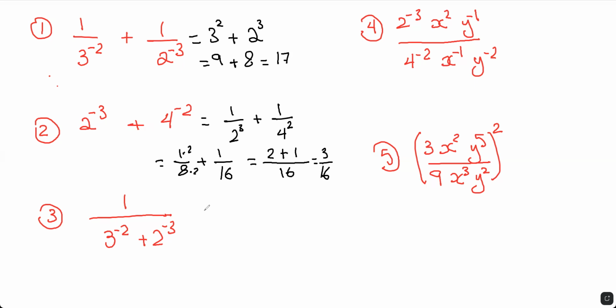This one is a little bit harder. So this will give you 1 over. Now, if you remember, 3 to the negative 2. Okay, let me just revise here. This is 1. 3 to the negative 2 becomes 1 over 3 squared. Plus 2 to the negative 3 becomes 1 over 2 cubed.